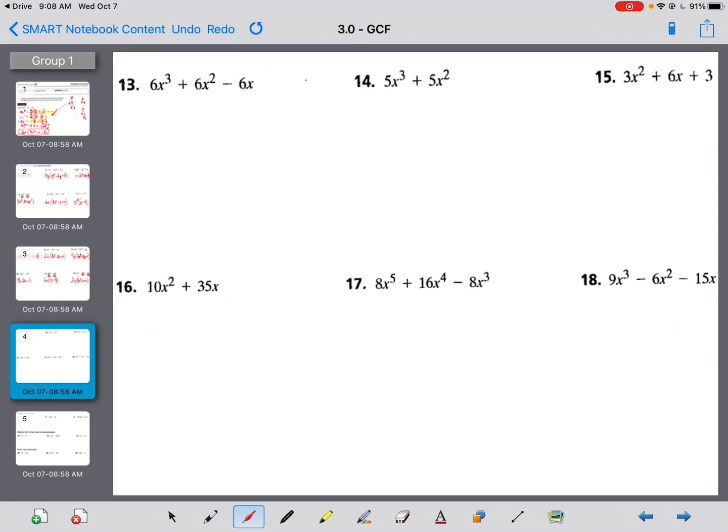Give these a go, pause it, come back, look, let's see what happens. Okay, here we go. Ooh, they all got 6. Oh, and they all have x. So everybody divides by 6, so that's going to be 1, so that's going to be x squared plus x minus 1. They all have a 5 and an x squared. That leaves me with x plus 1.